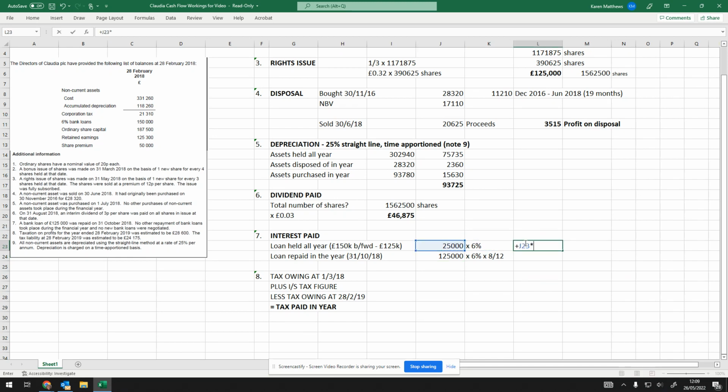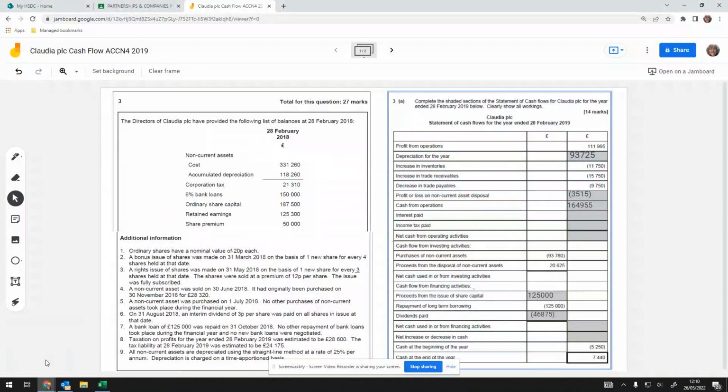So 25,000 times 0.06 is £1,500. The 125,000, the rate is the same. We're going to time apportion that for 8/12. So the total amount of interest paid is £6,500, and that can go straight into our cash flow. And that is going to be underneath the cash from operations. So again, it's an outflow. So it's a negative figure, 6,500 goes in there.